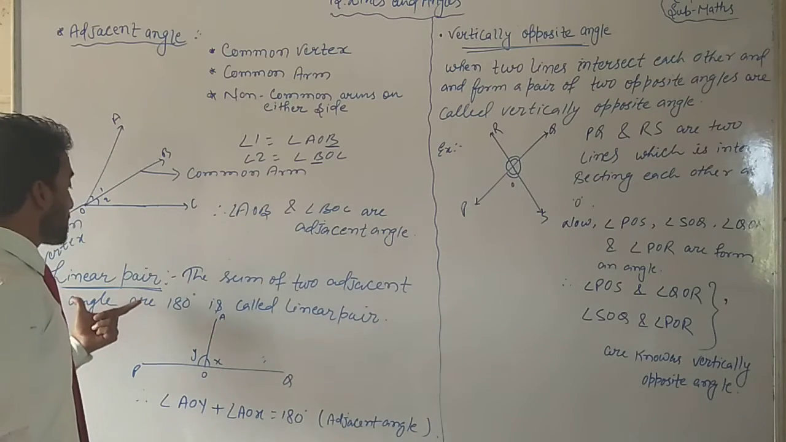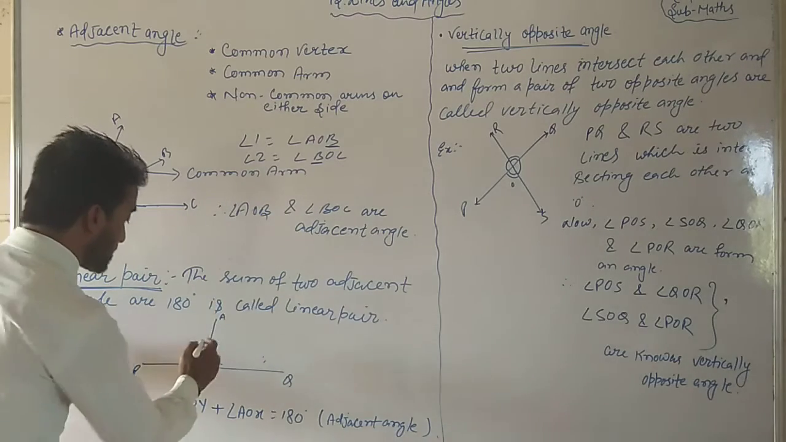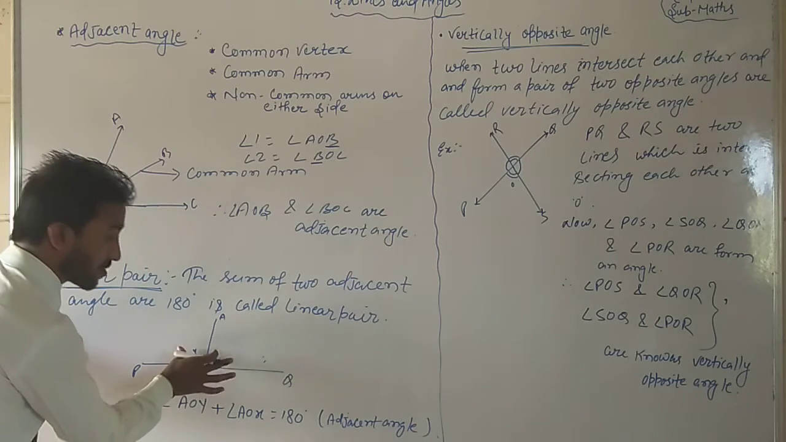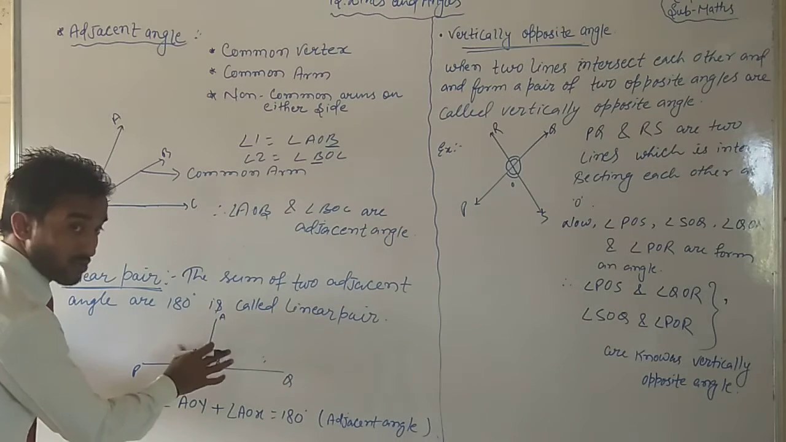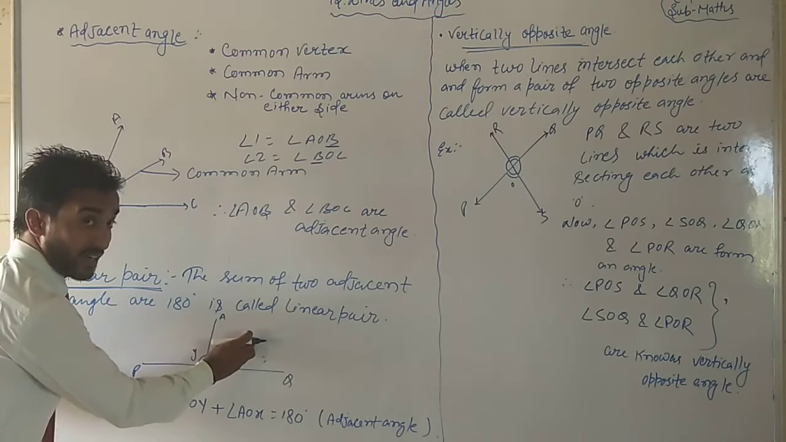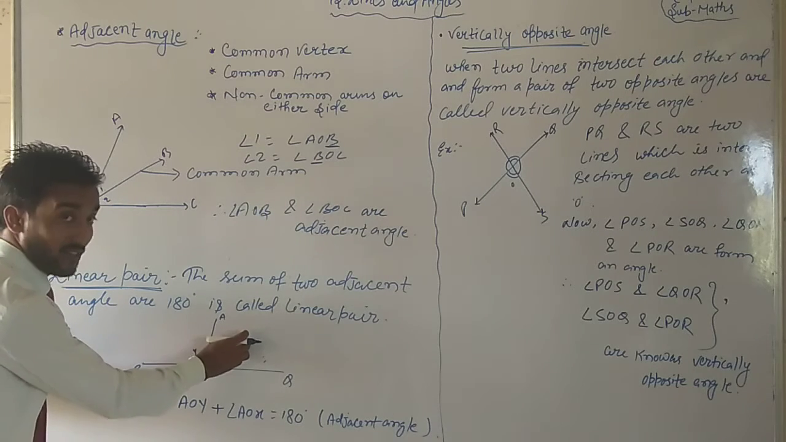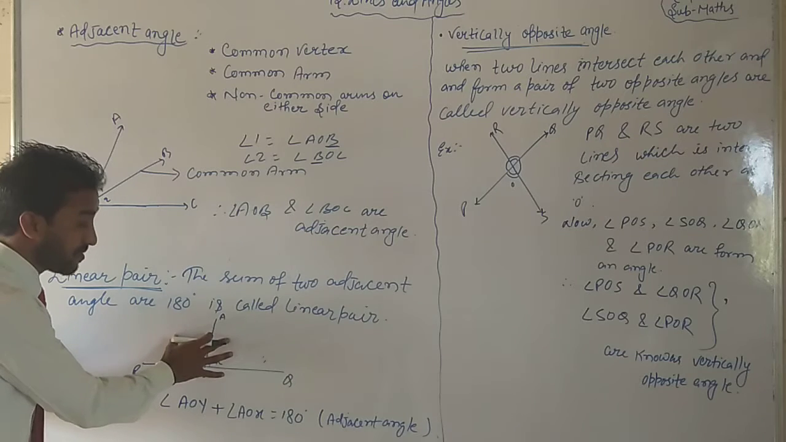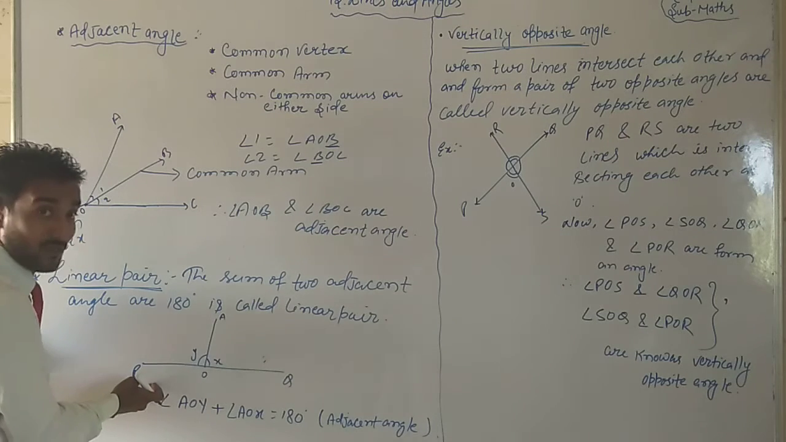But what the linear pair says is that there is a common vertex. It is a common vertex for both, and a common arm for both. So in such conditions, when we find the sum of this angle and this angle, it will be PQ.